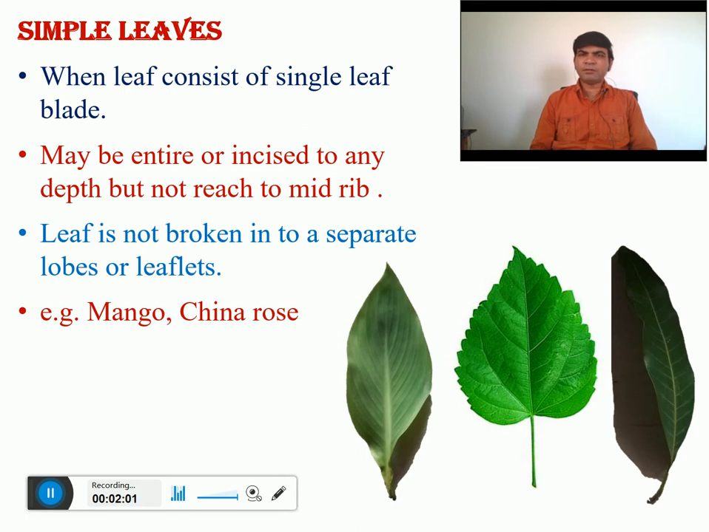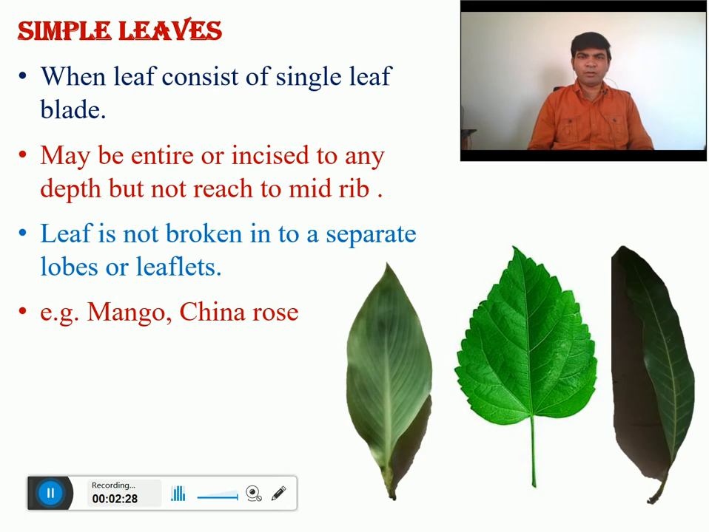When the leaf consists of a single leaf blade that may be entire or incised to any depth but not reaching the midrib. Means there may be an incision in the leaf but that does not reach the rachis or the midrib, and that does not form a number of leaflets. Means this leaf is not broken into separate lobes or leaflets.